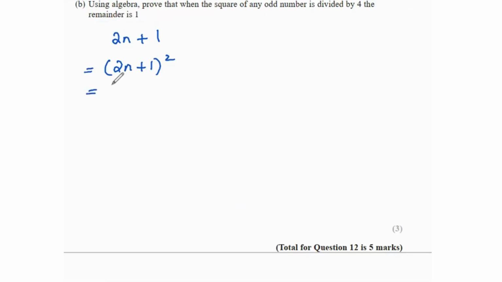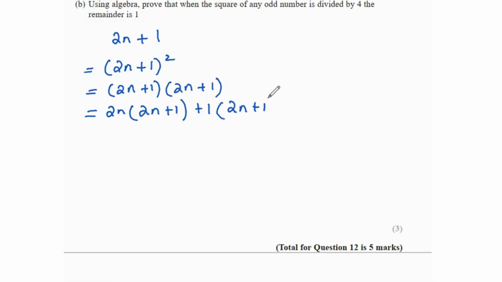That's going to give us 2n plus 1 times 2n plus 1, which is (2n + 1)(2n + 1). This is how we expand double brackets. We multiply the first term with both the terms in the second bracket, and then the second term with both the terms in the second bracket. So that's 4n squared plus 2n, and then again plus 2n plus 1. That's 4n squared plus 4n plus 1.